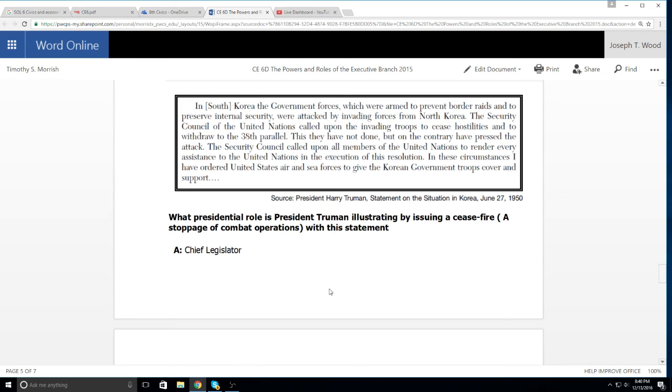Again, you can read all this. I don't even need to show you the options for this. A is not the right answer. You could read all this about how he's telling everybody, hey, we're not going to fight you, we're going to stop shooting for a while. That's what a ceasefire is. Look what a ceasefire is. It's a stoppage of combat operations. So I wonder what role the president would play in this.